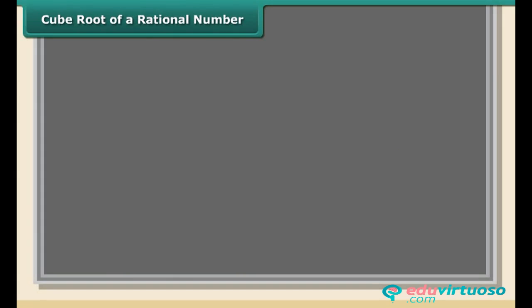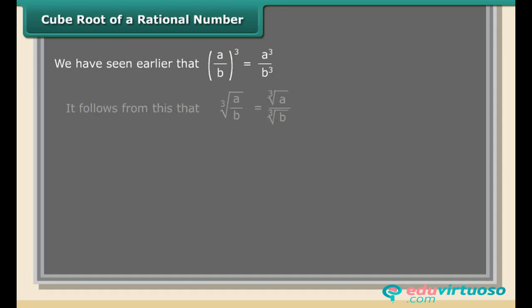Cube root of a rational number. We have seen earlier that A upon B whole cube is equal to A cube upon B cube. It follows from this that cube root A upon B is equal to cube root A upon cube root B.